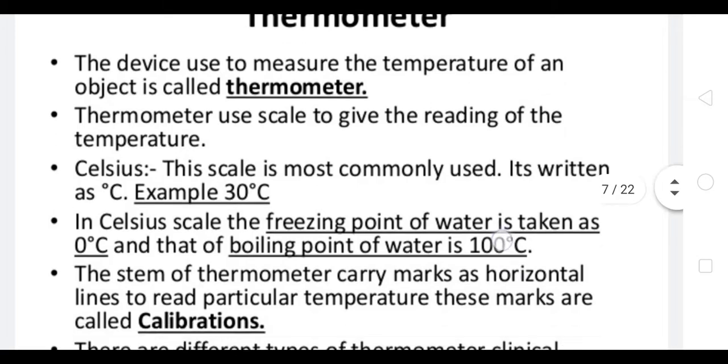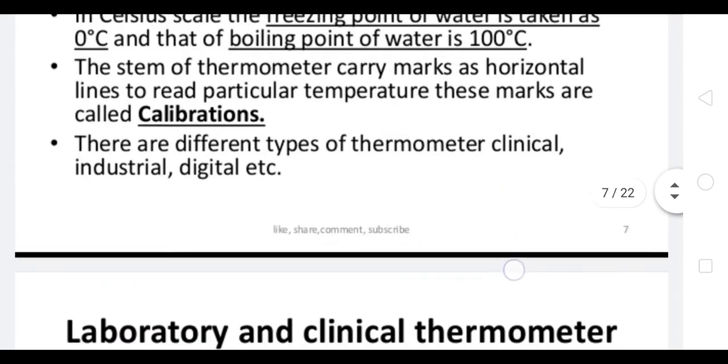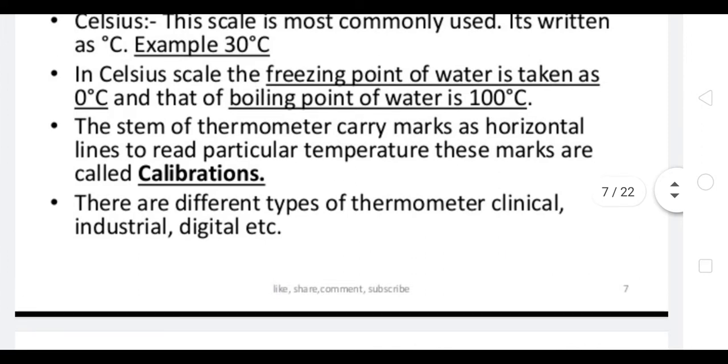And the thermometer has a stem-like structure here. You can see the stem-like structure in which the mercury expands, and it shows the calibration. The stem of the thermometer carries marks on a horizontal line to read the particular temperature. These marks are called calibration.